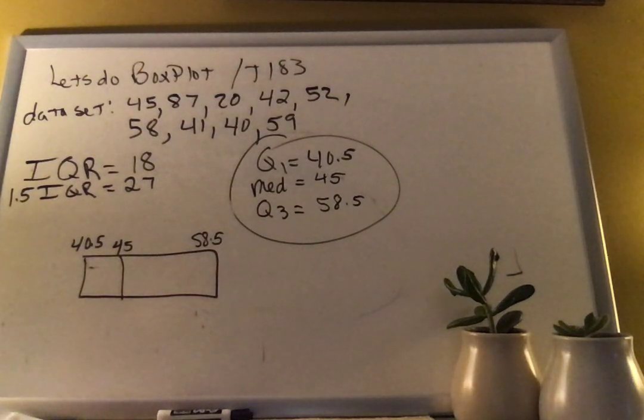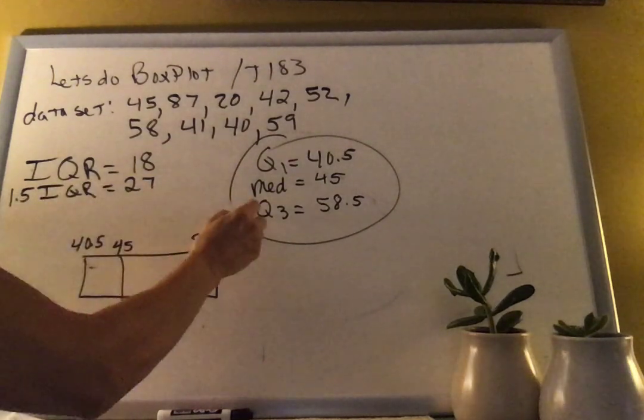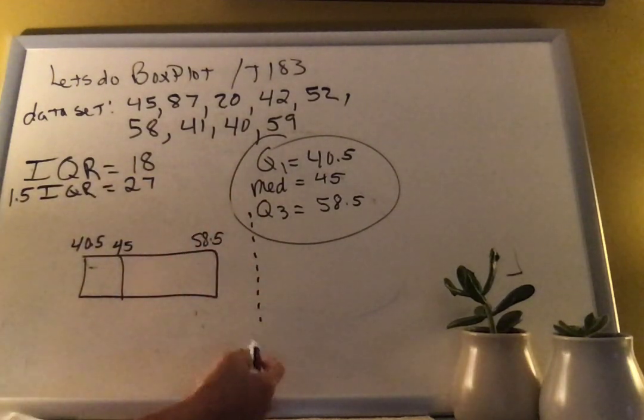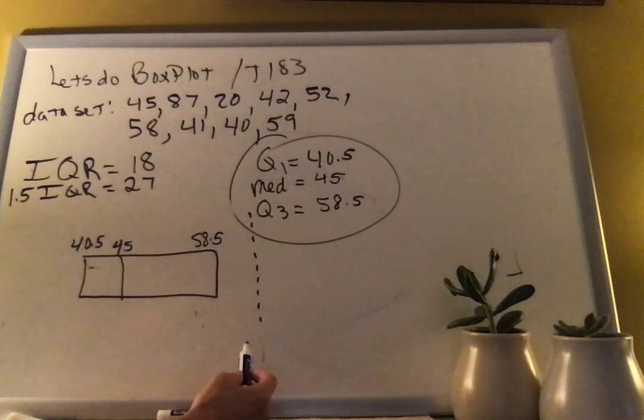Whiskers are the very last thing you do. We need to do fences. So remember this first invisible fence? These are the formulas. You have to memorize them, but since it's open notes, I guess you don't, but it would make your life quicker if you did.